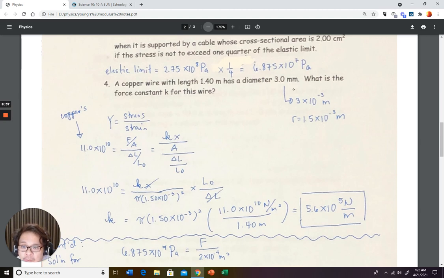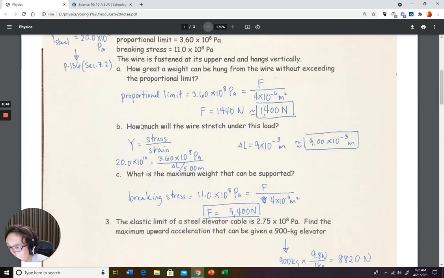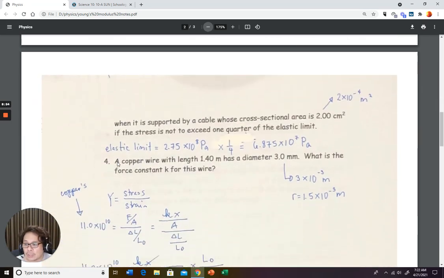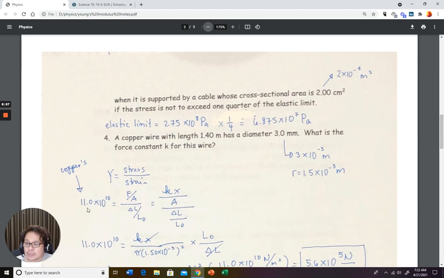Young's modulus is stress over strain. We get the copper's Young's modulus from the book, page 136, section 7.2. Please take note of the page. Copper's Young's modulus is 11 times 10. What we are looking for here is the force constant K. So we substitute F. Instead of writing F, we put Kx. This was introduced by Robert Hooke. So we plug in the other values, F over A, delta L over L0. This is stress over strain.